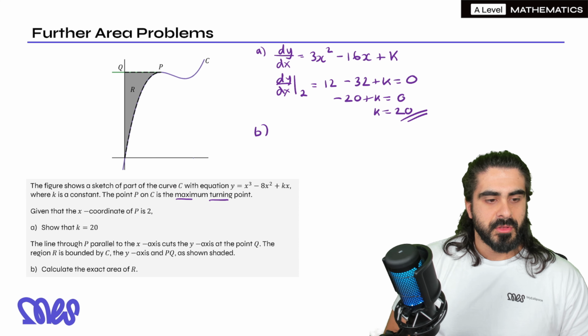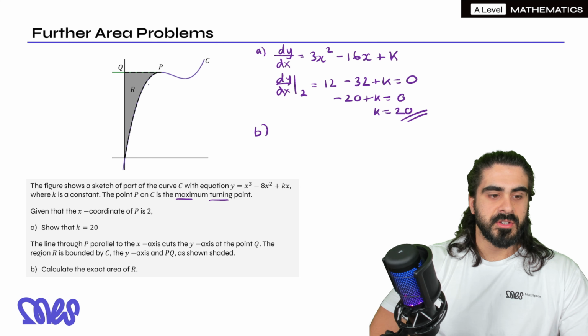Part B. The line through P parallel to the x-axis meets the y-axis at Q. The region R is bounded by the curve C, the y-axis, and PQ as shown shaded. Calculate the exact area of R.